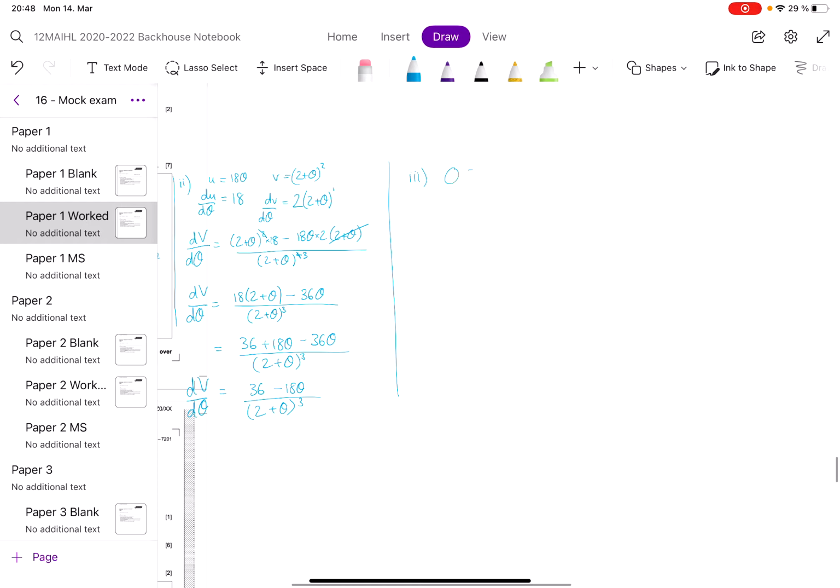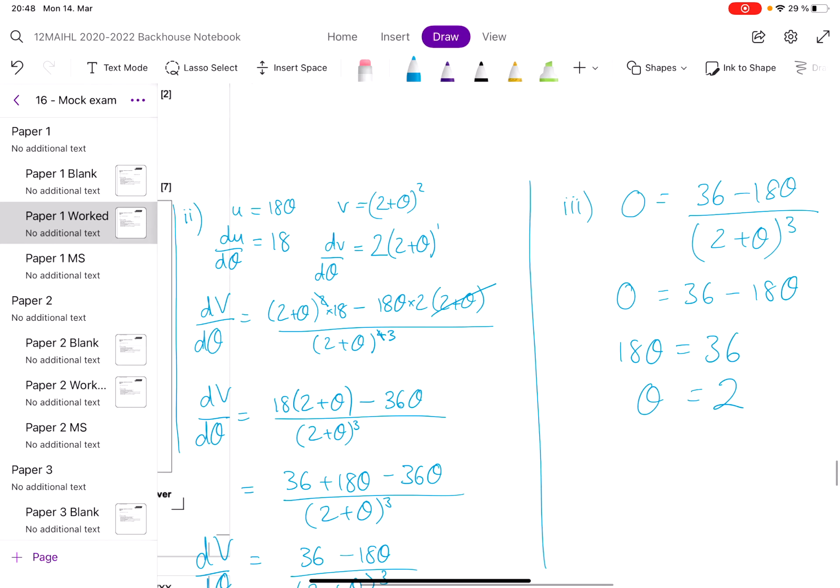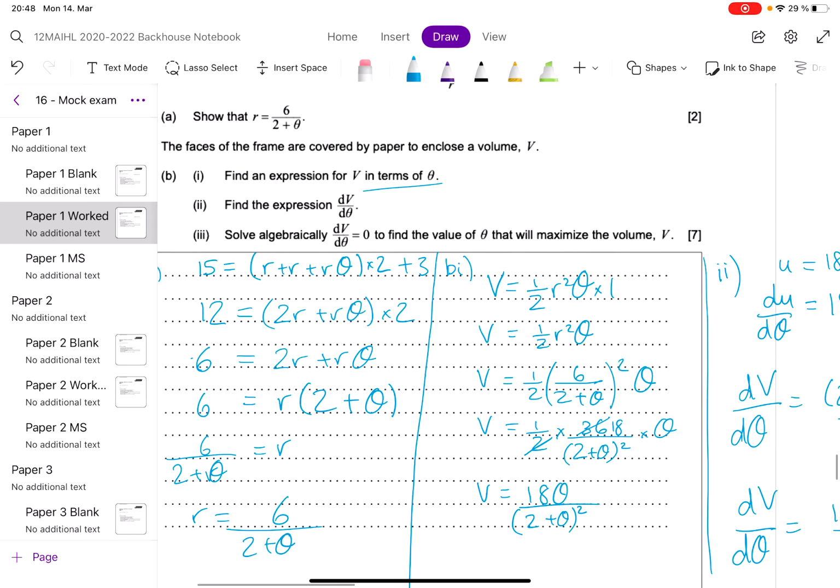So we're solving this equals 36 minus 18 theta over 2 plus theta cubed. Right, let's multiply by the denominator. And we get this. Let's bring 18 theta over here. And let's divide by 18. Theta equals 2. I think that's all you need to do. Find the value of theta. They haven't asked you to find what the volume is. They've just asked you to find the value of theta.